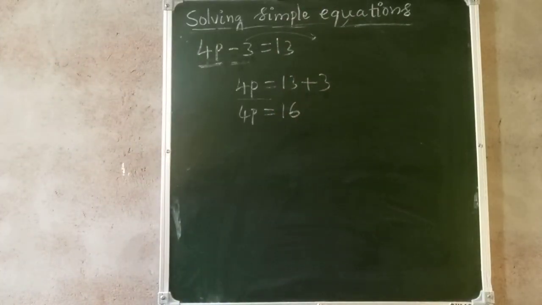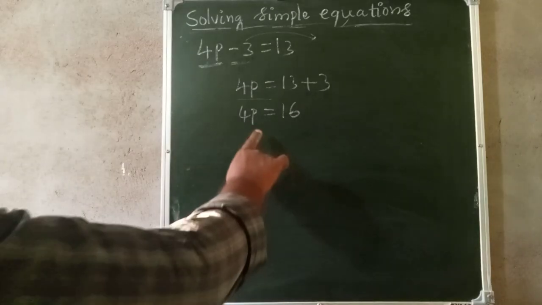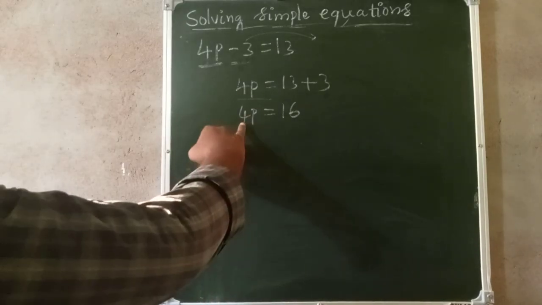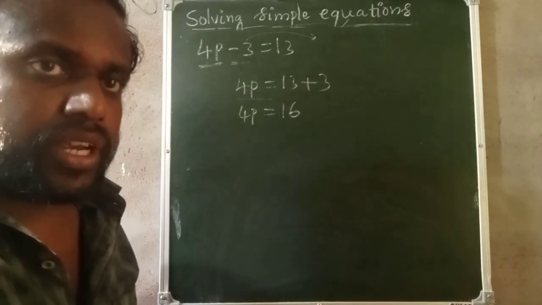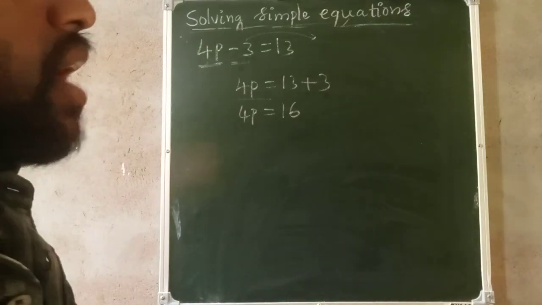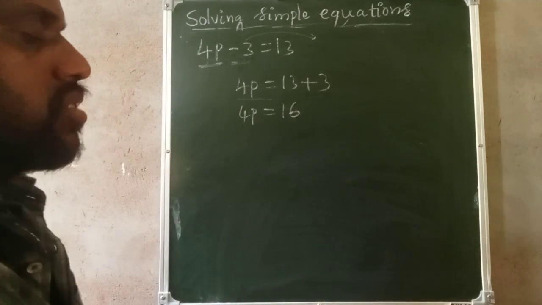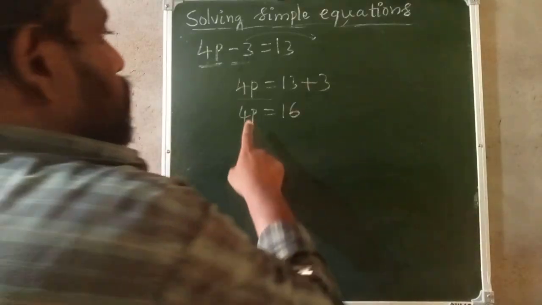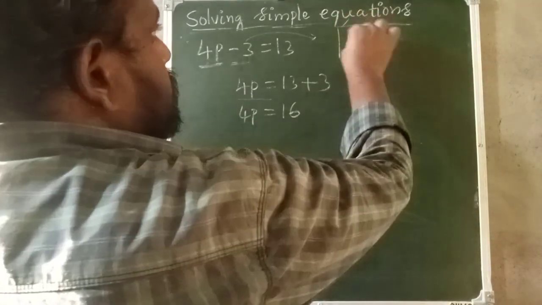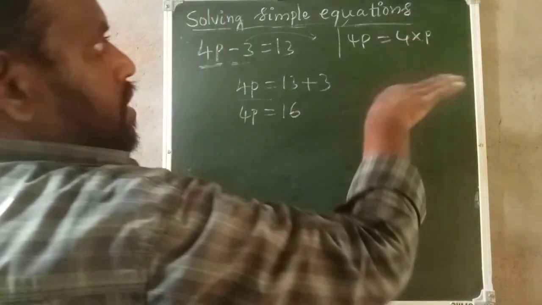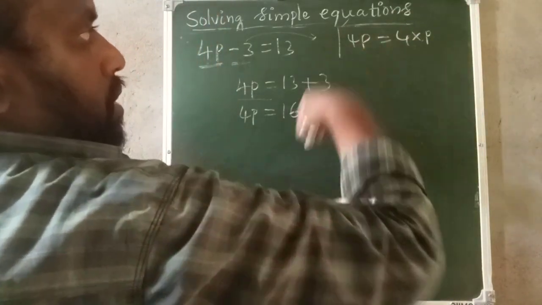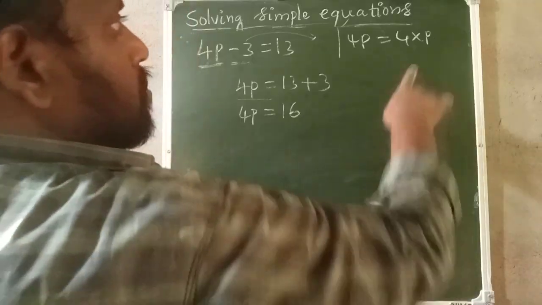Okay, now we want p, we don't want 4. So we cannot simply erase 4. It will be wrong. So we have to follow the process. So 4p means it's like 4 into p. There is a multiplication between 4 and p.